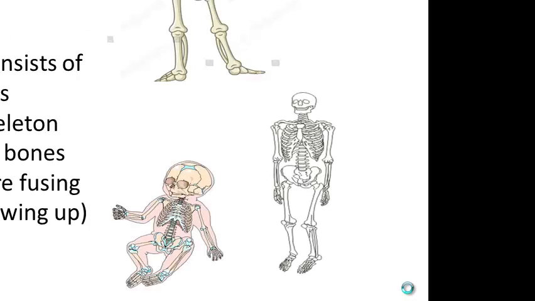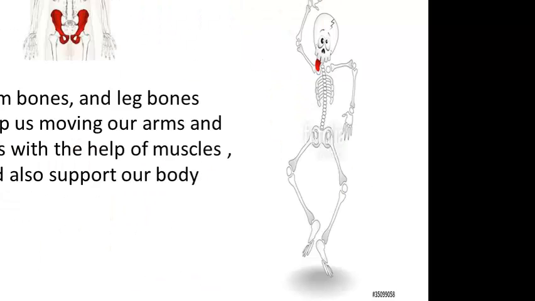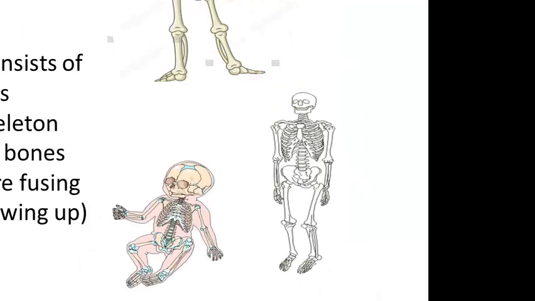Our skeleton consists of bones that support, protect, and move our body. This is how our skeleton looks like. It consists of bones, and it supports, protects, and moves our body.